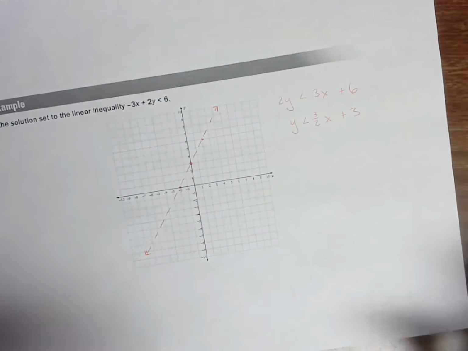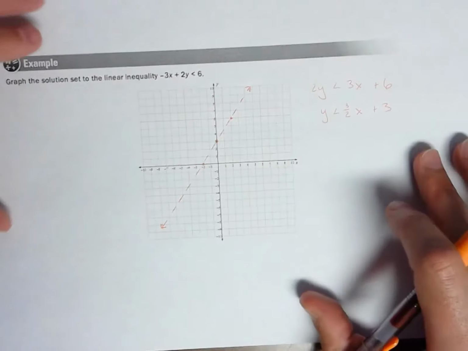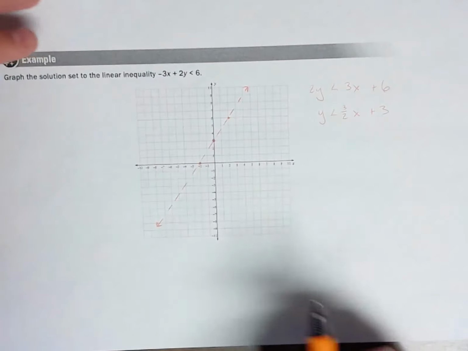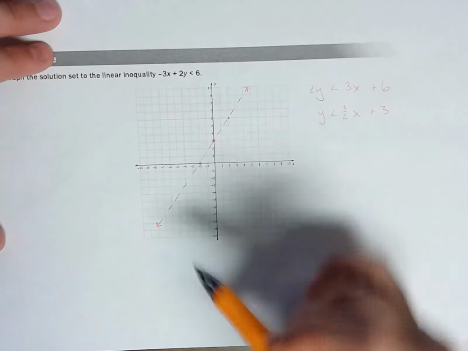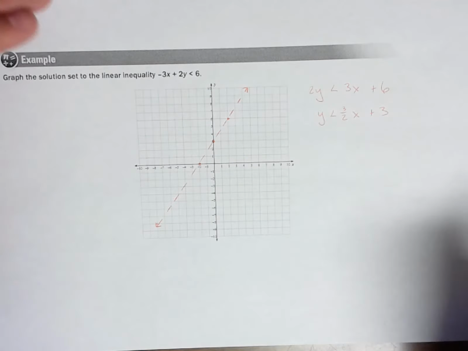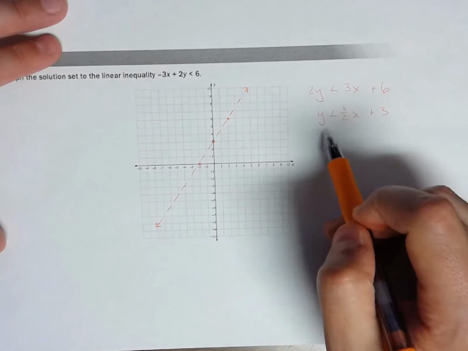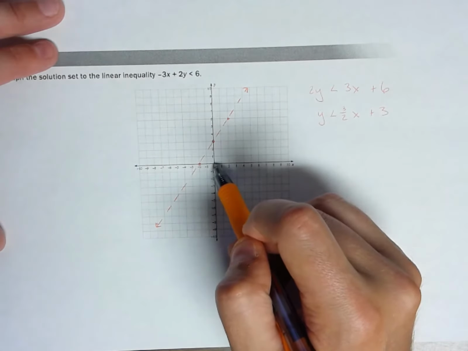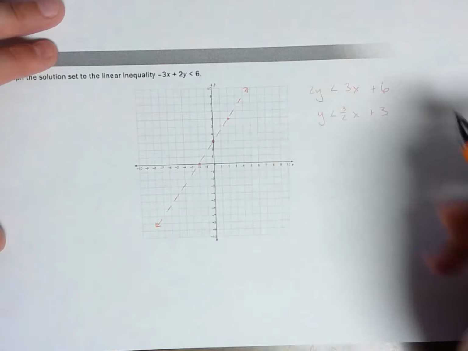Now remember, with inequalities, we also need to decide which side is going to be shaded. That tells us all the solutions. So one way to do that is just to test a point. I like 0, 0 if I can, because it's usually pretty easy. So here's 0, 0. It's not on the line, so I could test it.